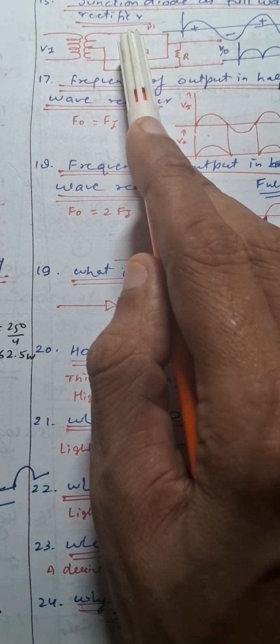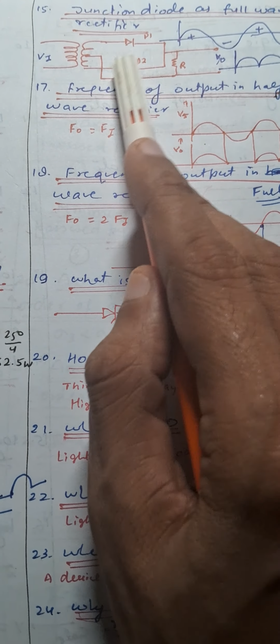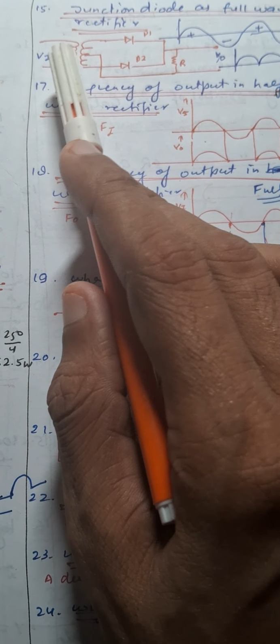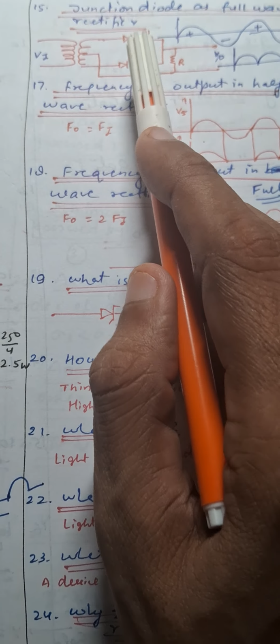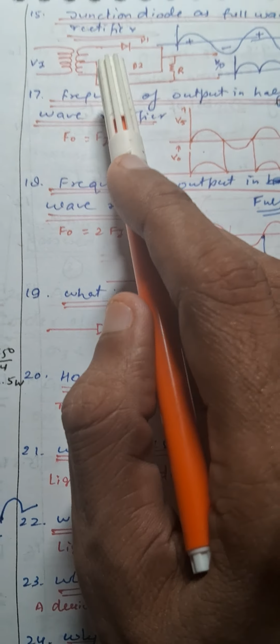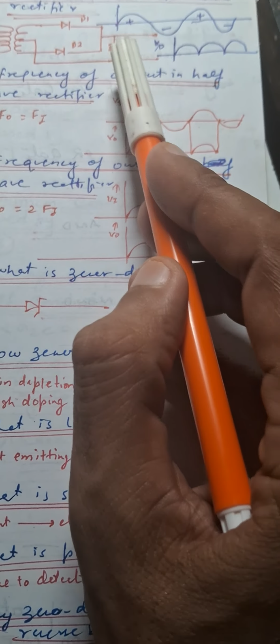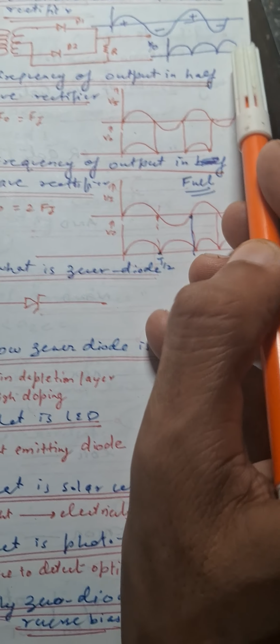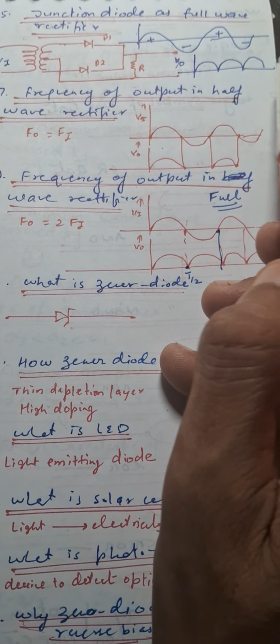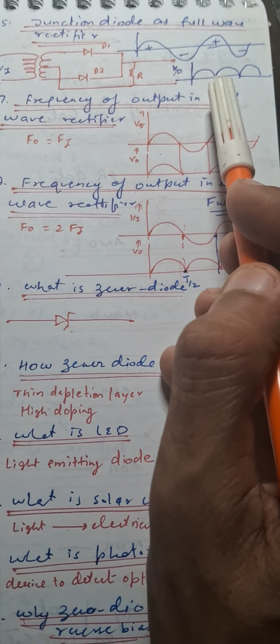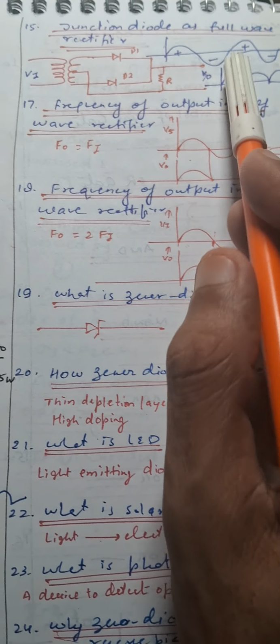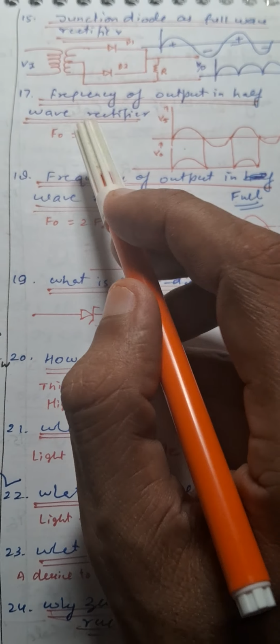While in the negative cycle D1 will be reverse biased and D2 will be forward biased. So in each cycle one of the diodes is forward biased, so it will conduct, hence we will get output in both cycles. If input is like this, we get output like this, and obviously the frequency of the output is double that of the input in the full wave rectifier.